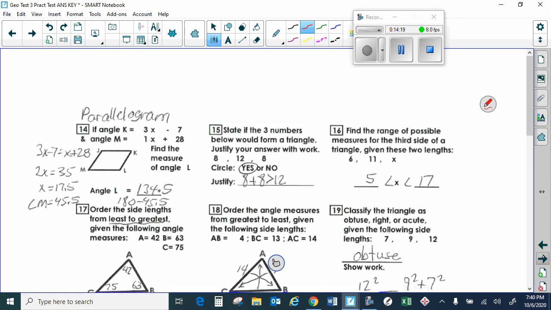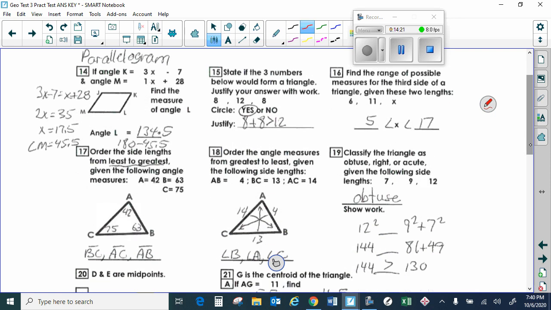All right, backside here. If angle K equals 3x minus 7, and angle M equals that, find the measure of angle L. Well, we know K equals M. Opposite angles are congruent in a parallelogram. 14 is a parallelogram. Okay, so I set those equal to each other, solve for x, I get x equals 17.5.